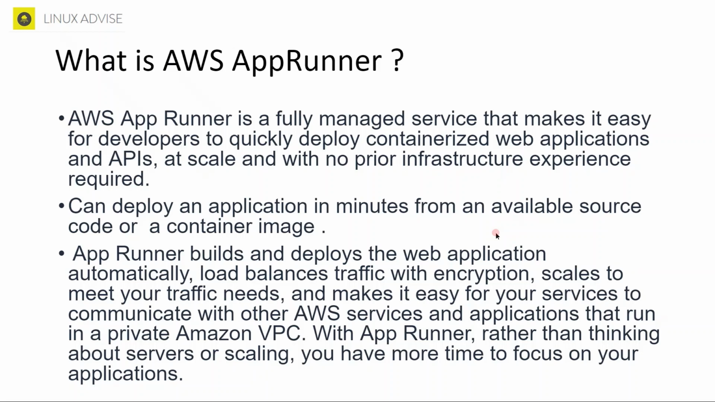AWS App Runner is a fully managed service first of all, so you don't have to worry about anything. You just have to arrange your code, the software development code. You can mention either the GitHub repository, which has the code, or if the application is containerized, you can also mention the ECR, the Elastic Container Registry URL where the images are kept. And that's it. You just have to configure a couple of settings and you are really good to go. You can deploy the application in a matter of minutes.